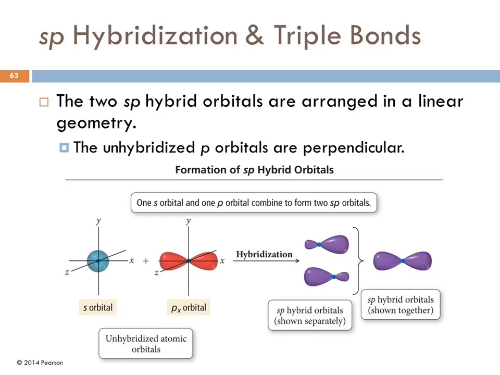And then where are those unhybridized orbitals, the p ones? Well, they're where they always were. So this was the px that we hybridized with the s. So this is going to be along the x-axis. The py is still going to be here along the y-axis, and the pz is going to still be there along the z-axis. So they're perpendicular to this hybrid orbital.